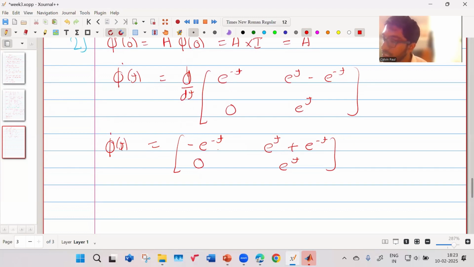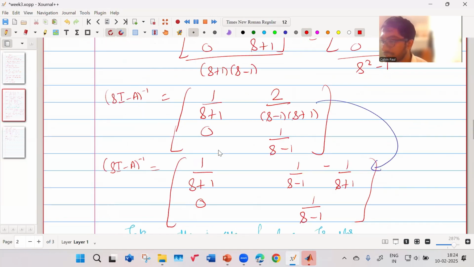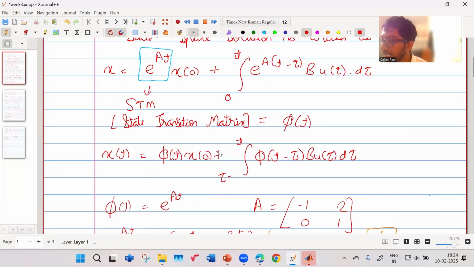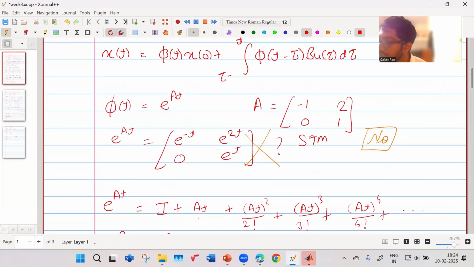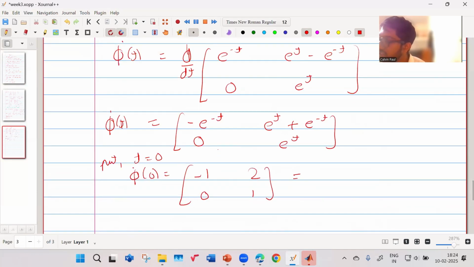Now let me put t equal to 0. So what is my phi dot of 0? Again, e to power 0 is 1. This is minus 1, 0. So 1 plus 1, 2, and 1. And if you look back, this is my A matrix. My A matrix is minus 1, 0, 2, 1. So this is actually my A matrix.